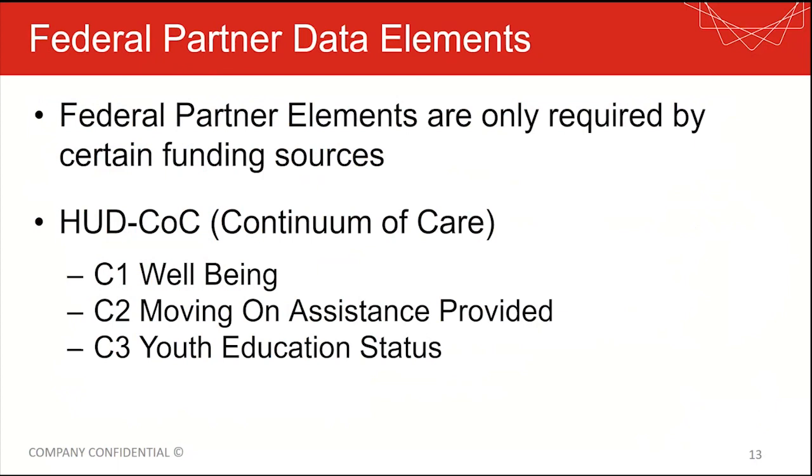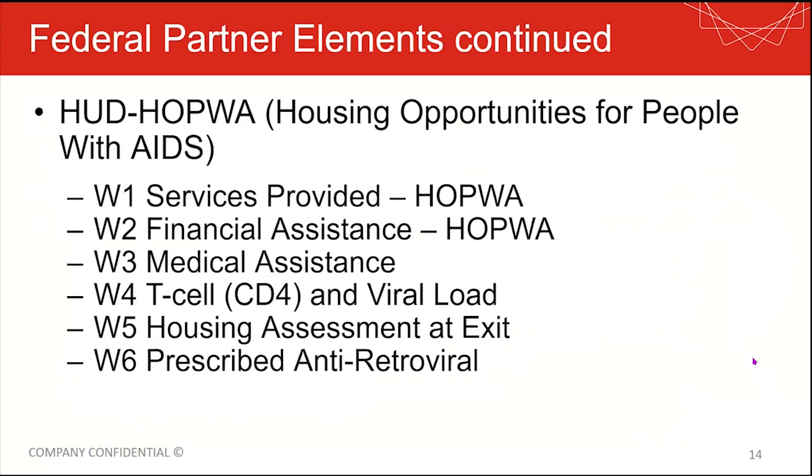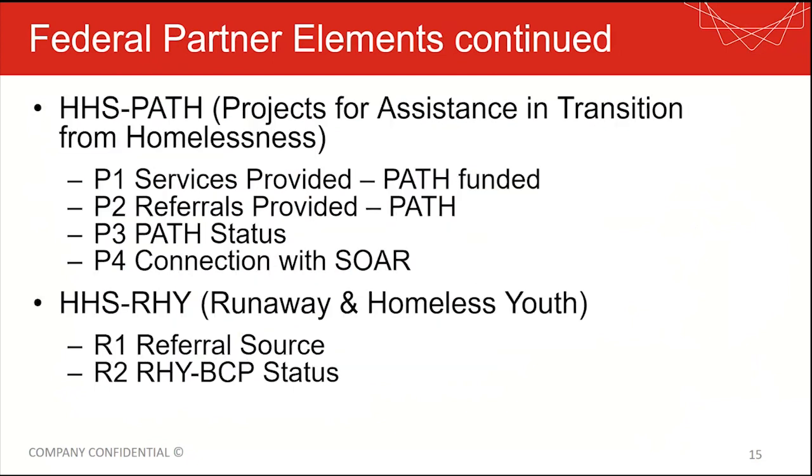Federal partner elements are only required by certain funding sources. For the HUD CoC, continuum of care, that would include well-being, which will be discontinued soon, moving on assistance provided, and youth education status. Also, HUD HOPWA, Housing Opportunities for People With AIDS, questions include services provided by HOPWA, financial assistance, medical assistance, T-cell, CD4, and viral load, housing assessment at exit, and prescribed antiretroviral.